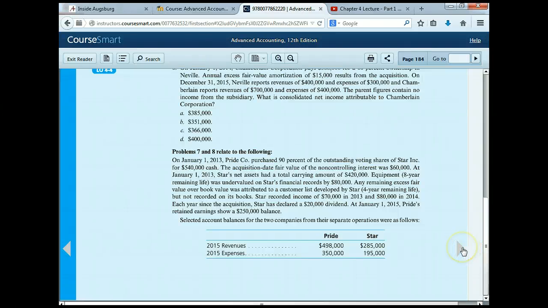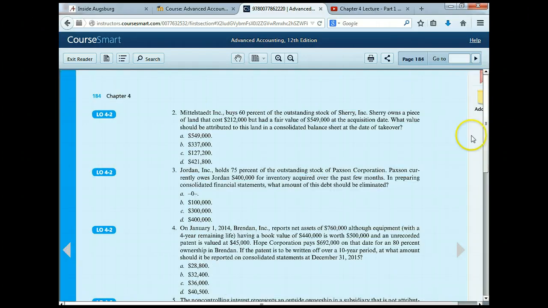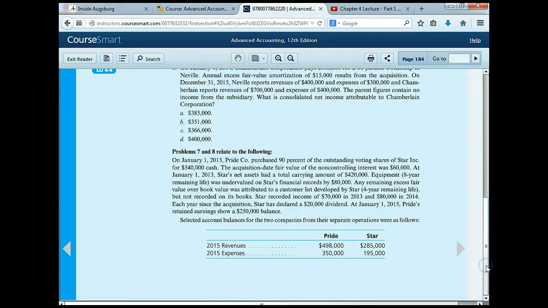Show their revenues and their expenses. What is the consolidated net income for 2015? So let's go back and look at this. How do we figure it?